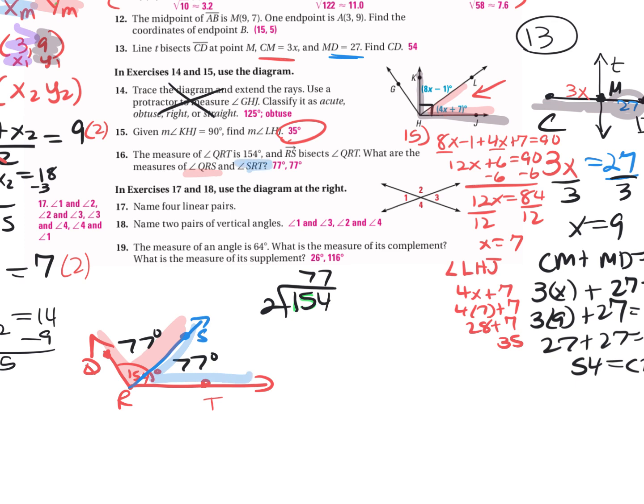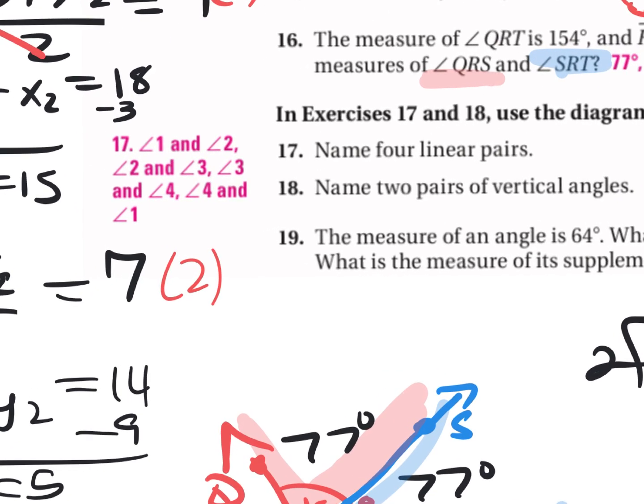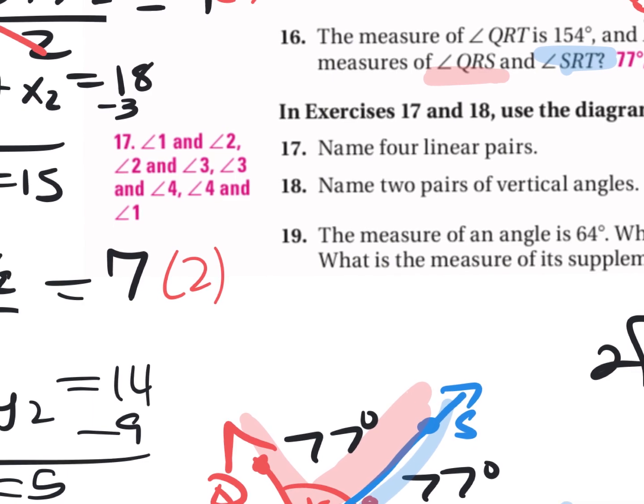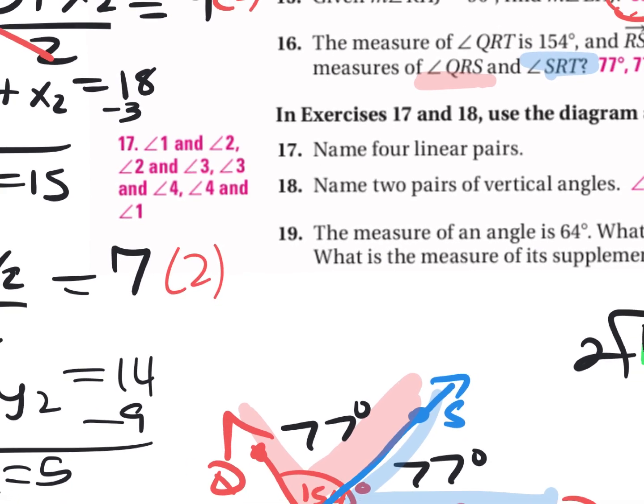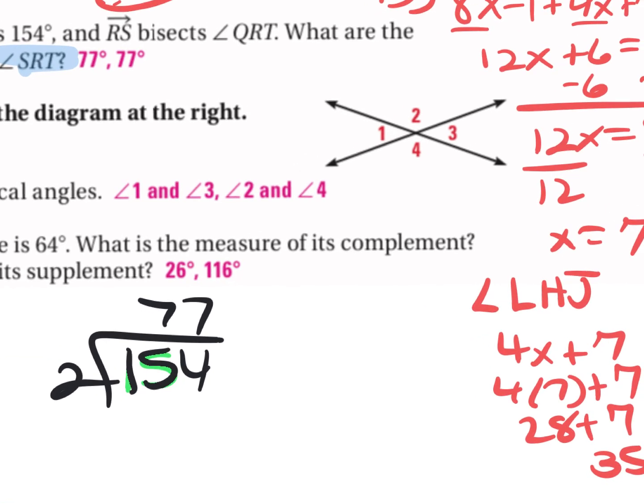For the next one, it wants us to name 4 linear pairs. So the linear pairs are over here. So 1 and 2, 2 and 3, 3 and 4, and 4 and 1. But let me go over to the diagram. So I have a linear pair right here. 1 and 2 together form a linear pair.